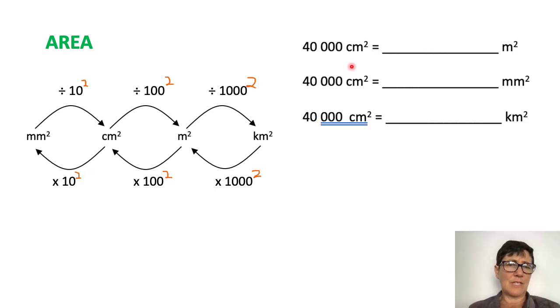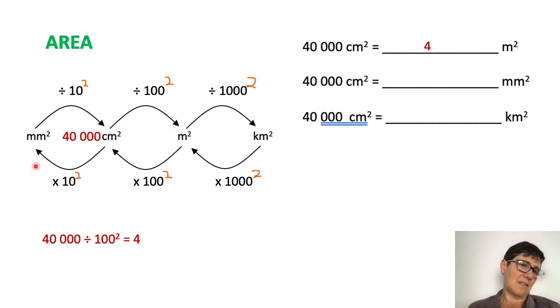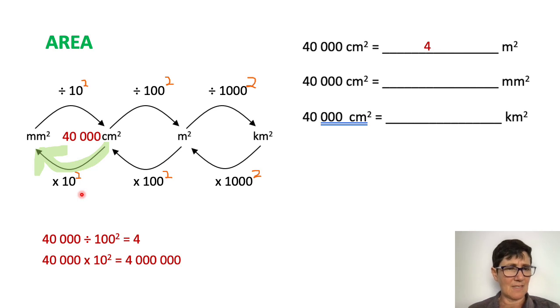So here are the examples. I'll start with this 40,000 centimetres squared. So I'm going to put that there. And I'm going to turn it into square metres. So it says take 40,000 divided by 100 to the power of 2. Okay. So I end up with the answer of 4. Next one, I'm going to turn it into millimetres squared. So this time it says take 40,000 times by 10 squared. Follow the arrow, do what it says. 40,000 times 10 squared is 4 million.